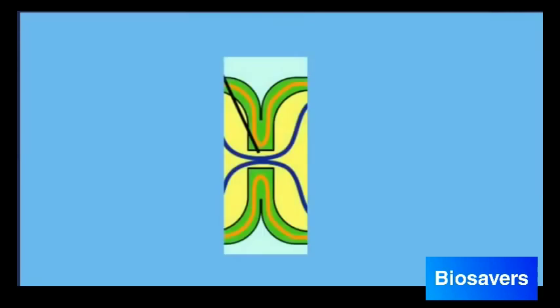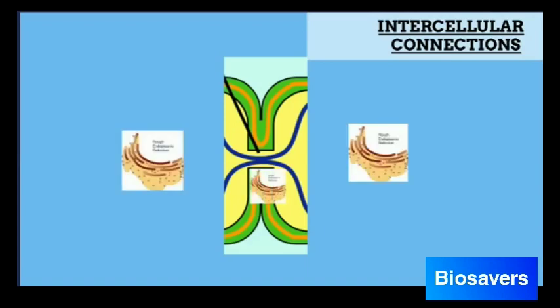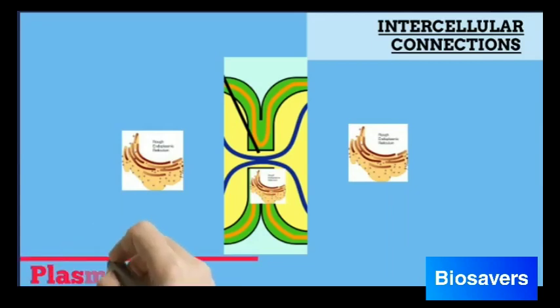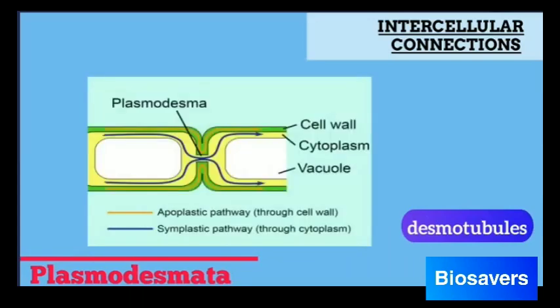Now there are certain places where the secondary wall is not formed. Such areas have fine simple or branched canals in the primary wall and the middle lamella. These canals act as intercellular connections, which means they connect the internal contents of two cells. Through these canals, the plasma membrane, cytoplasm and endoplasmic reticulum of adjacent cells are continuous. This is called plasmodesmata, and the endoplasmic tubules extending through them are called desmotubules.